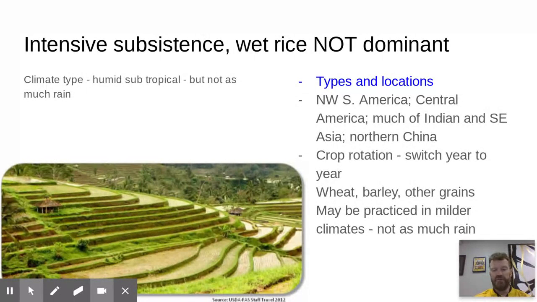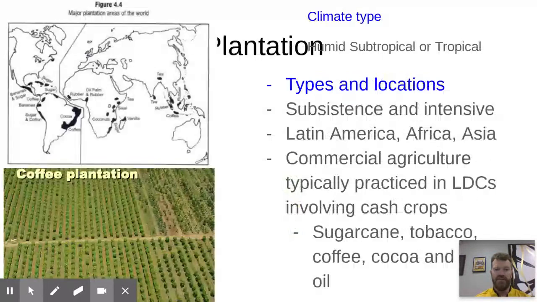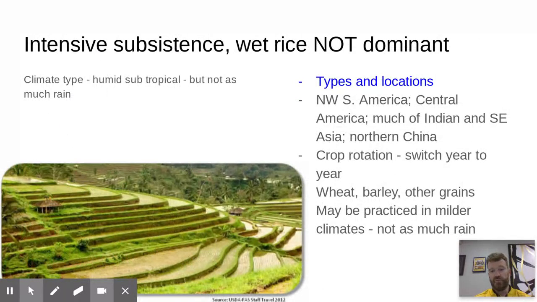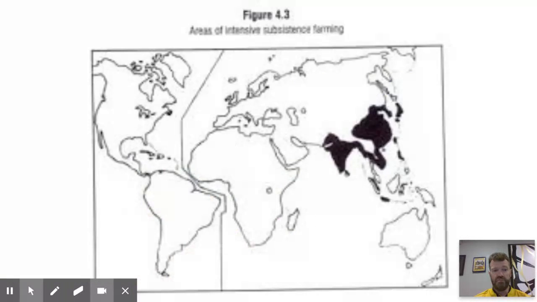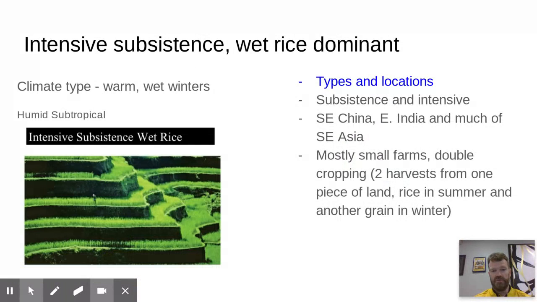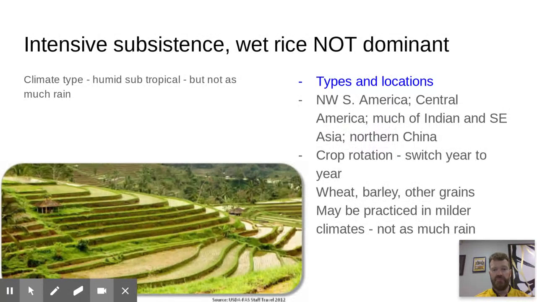Okay, in milder climates. So this is intensive subsistence, wet rice not dominant. It happens in different parts of the world, but it's different than this one, because this is straight up wet rice is the dominant thing. This is wet rice is not dominant. That's why they grow other crops like wheat, barley, and other grains.